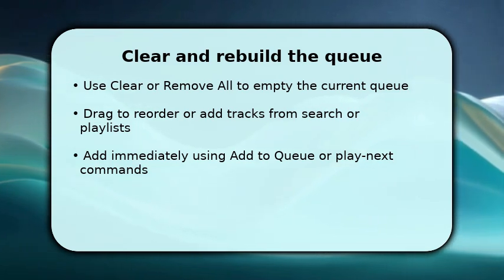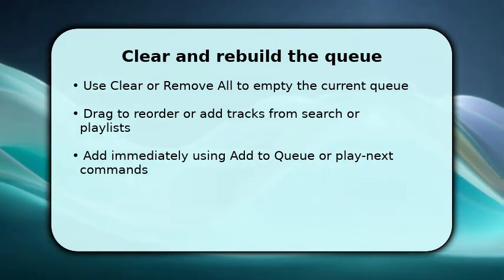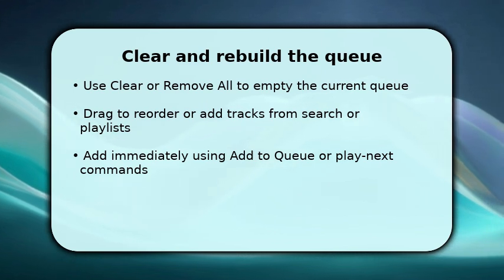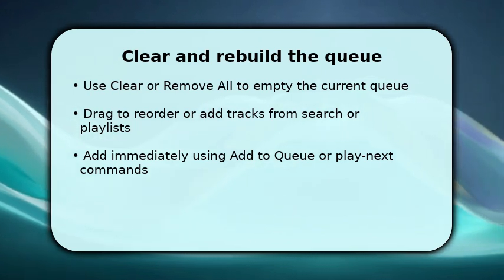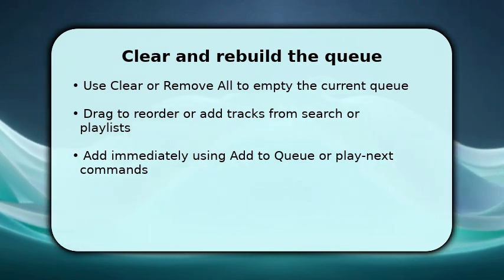Once cleared, add tracks by browsing search results or playlists and use Add to Queue or Play Next for precise placement. You can also drag items in the queue to reorder. This step ensures you control playback order instead of letting autoplay.